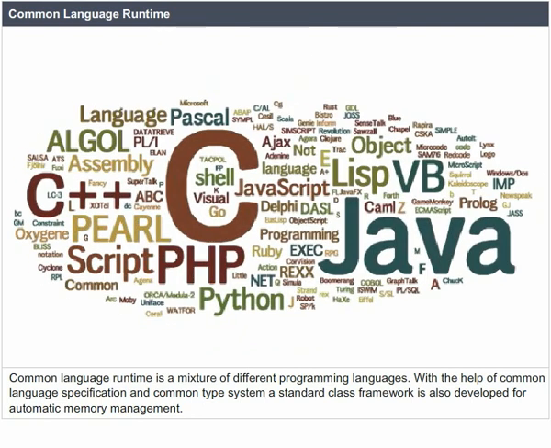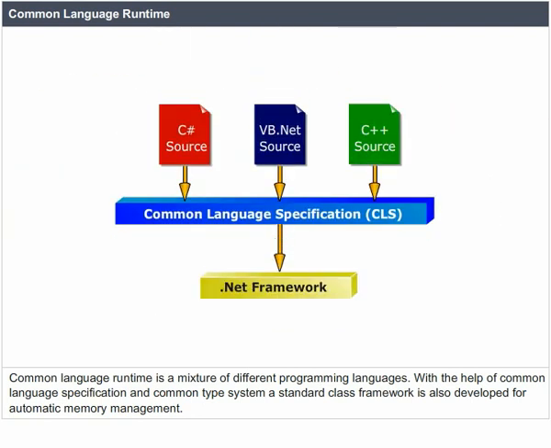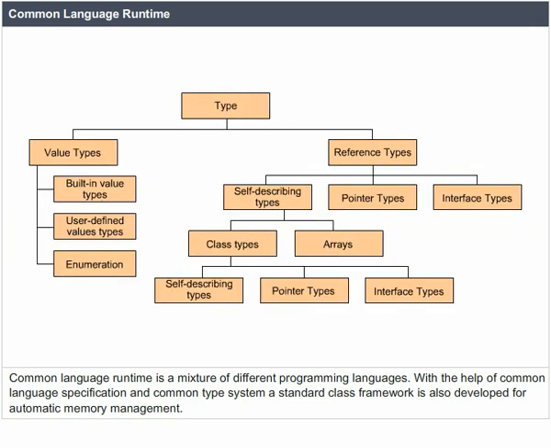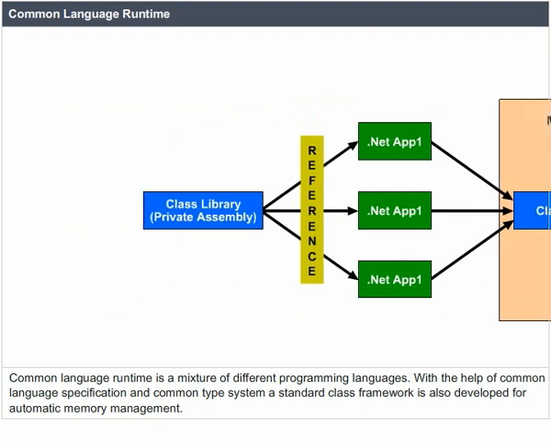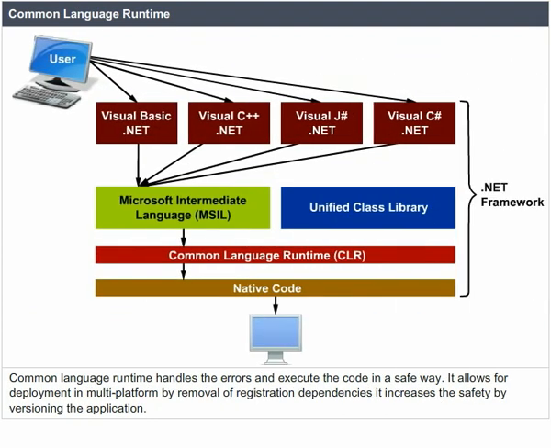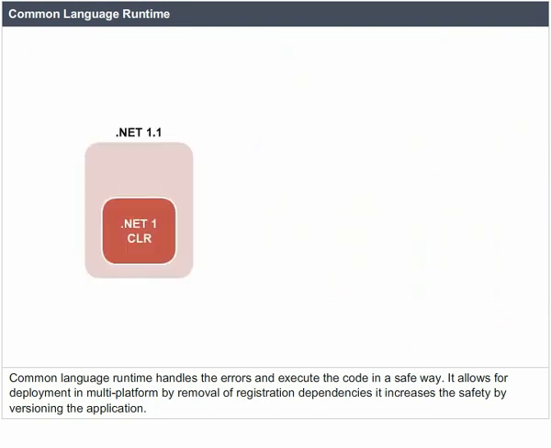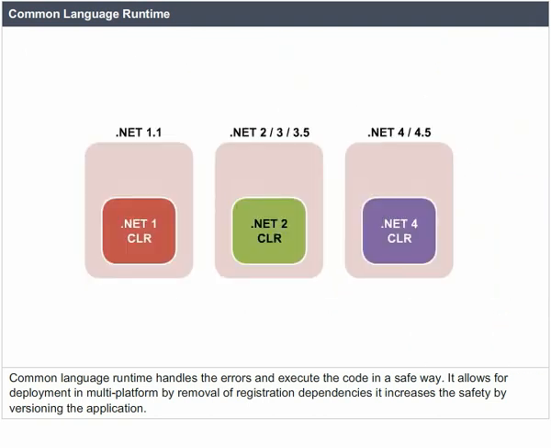Common language runtime is a mixture of different programming languages. With the help of common language specification and common type system, a standard class framework is also developed for automatic memory management. Common language runtime handles the errors and executes the code in a safe way. It allows for deployment in multi-platform by removal of registration dependencies, and it increases safety by versioning the application.